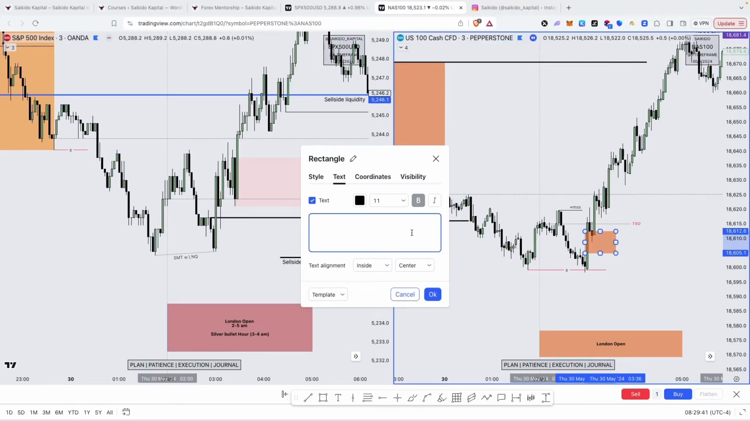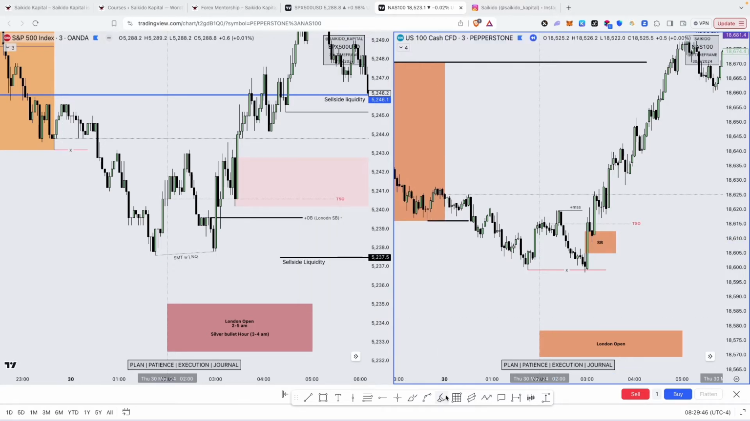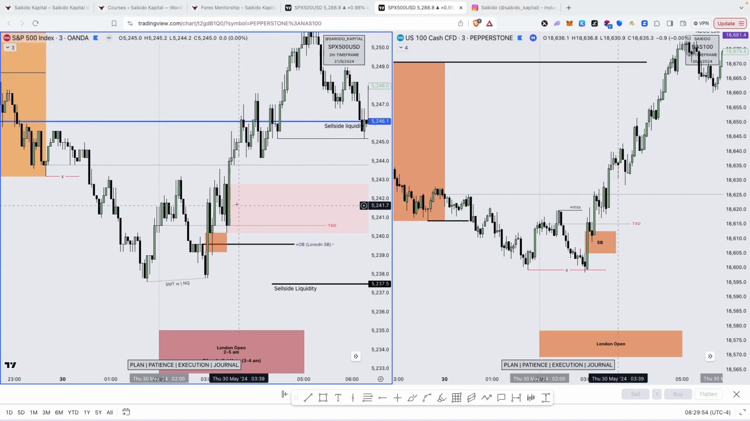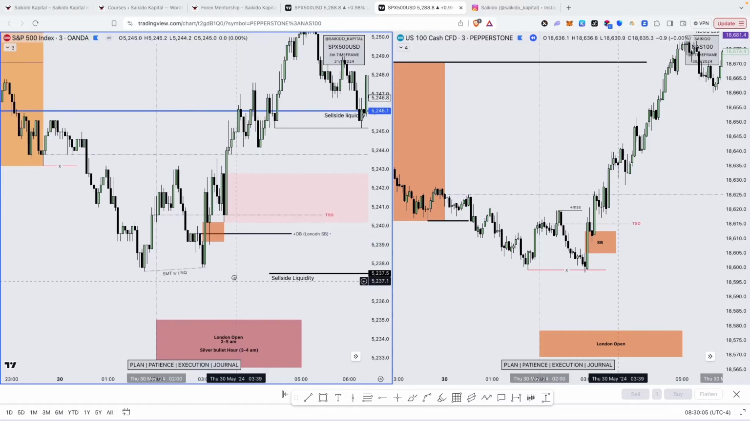This is the London silver bullet. And here you can use the order block as a silver bullet, or you can also use this. What's also good about this is that I'm buying below the true session open, so I'm at discount and there's displacement. So on retracement, I buy this fair value gap. So this is my entry for London silver bullet.